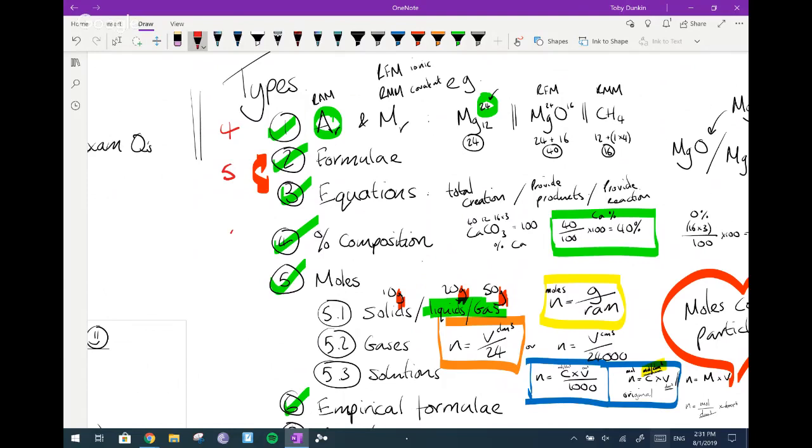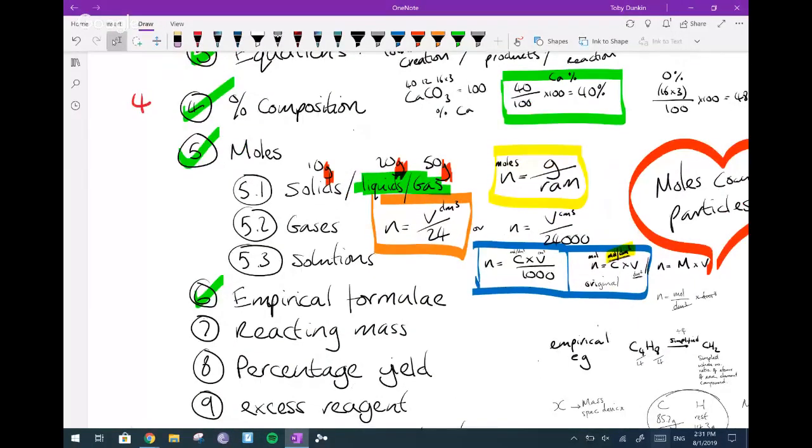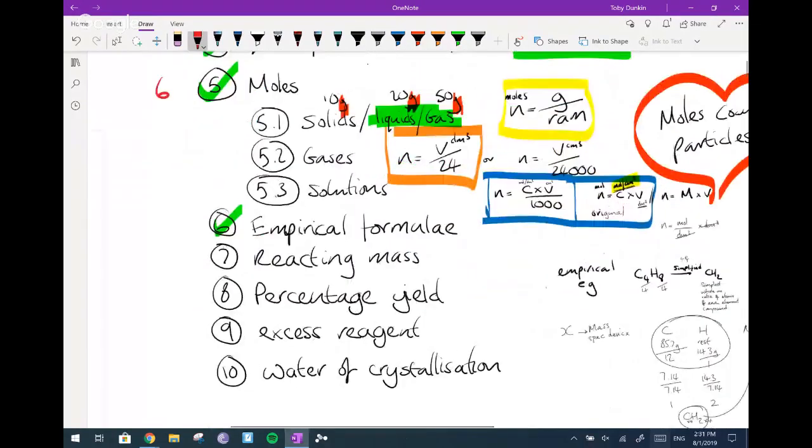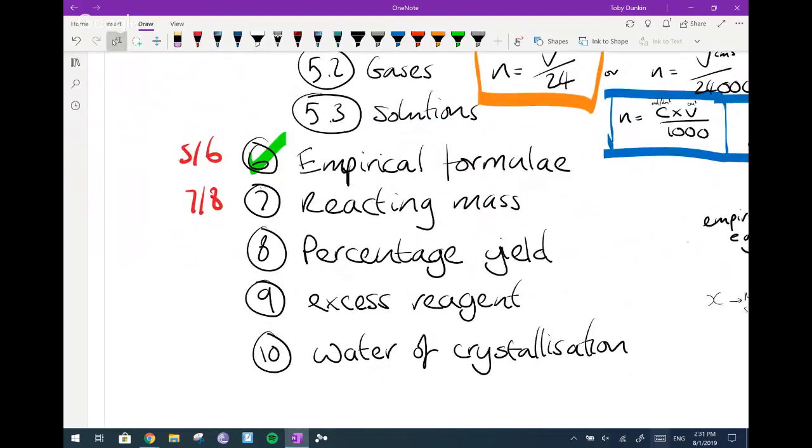So the percentage composition is back to a level 4. Moles calculations, of course, now that we've got to select which mole calculation and usually extract it from the data, you're jumping up to kind of a level 5, 6-ish. Then empirical formula, again, probably level 5/6. Then you get into reacting mass, and we're into 7/8 here. Now, they can make these much harder, but that's usually the level that we're at. Percentage yield is low, usually at level 4/5. Excess reagent calculations are 8 to 9, and water of crystallization is usually a 7 or 8.